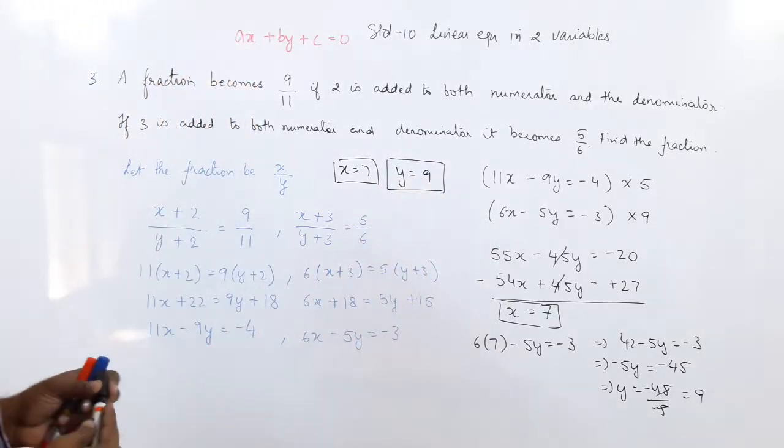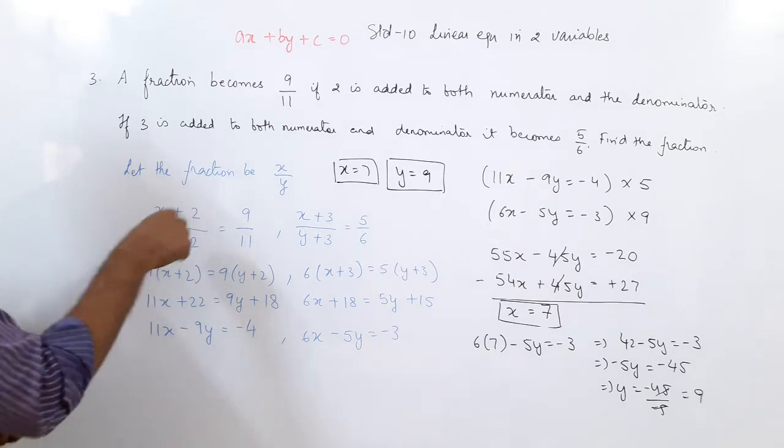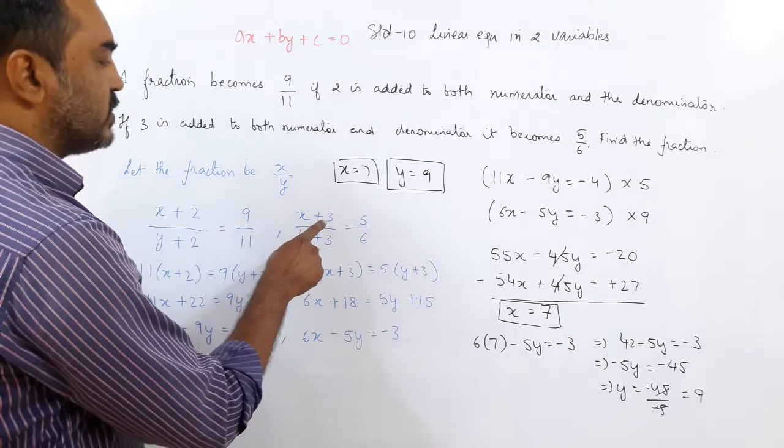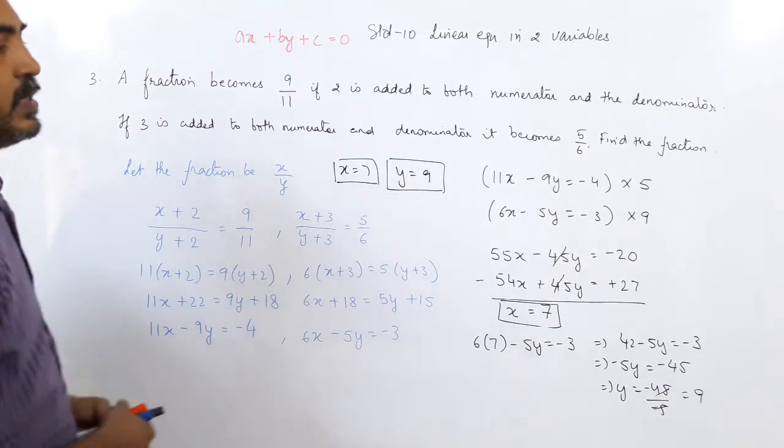Now let us check. 7 plus 2, 9. 9 plus 2, 11. So 9 upon 11. 7 plus 3, 10. 9 plus 3, 12. So 10 upon 12 is 5 upon 6.